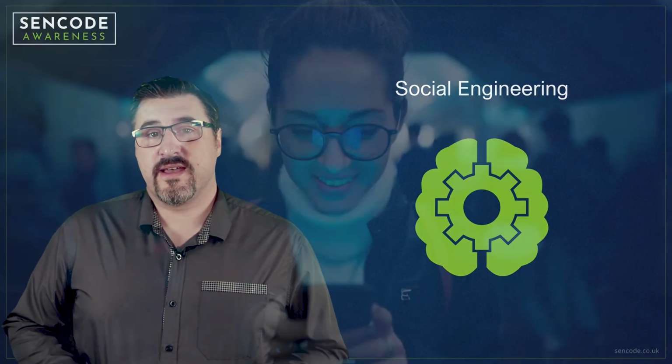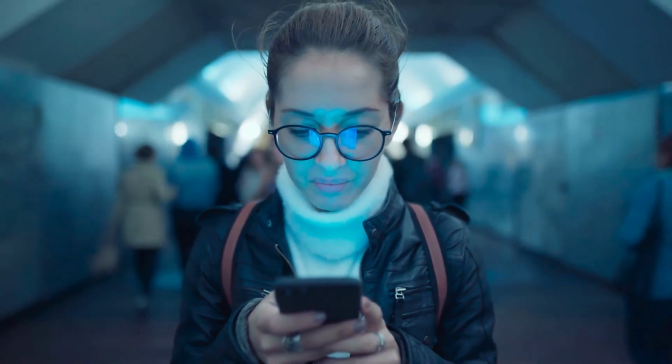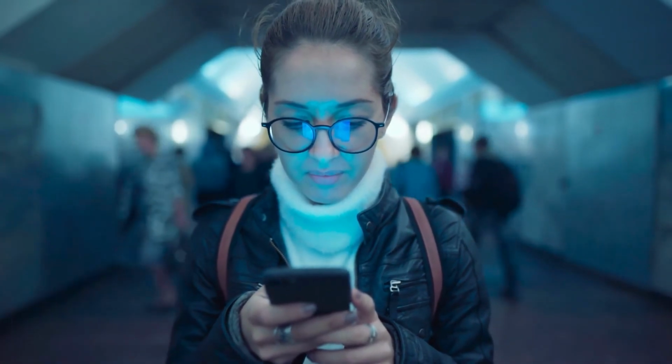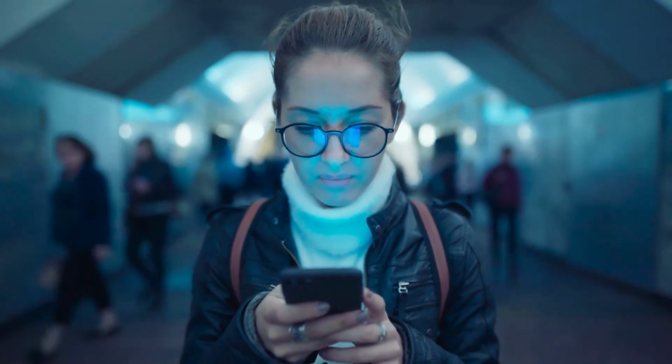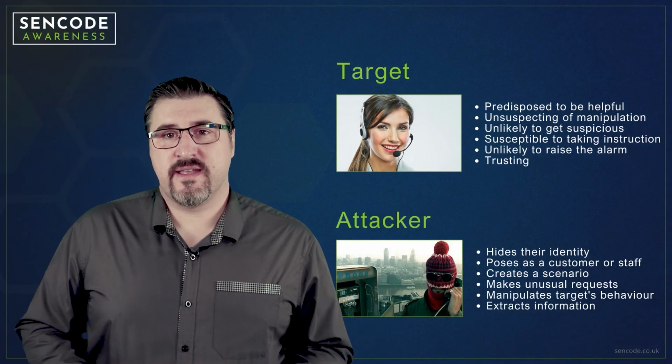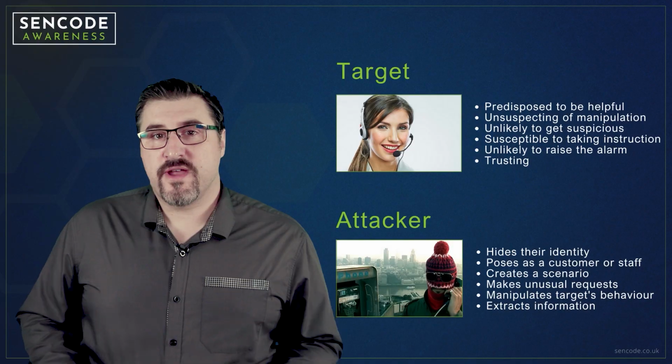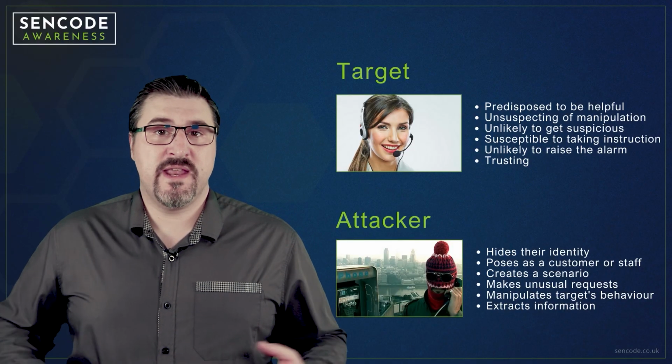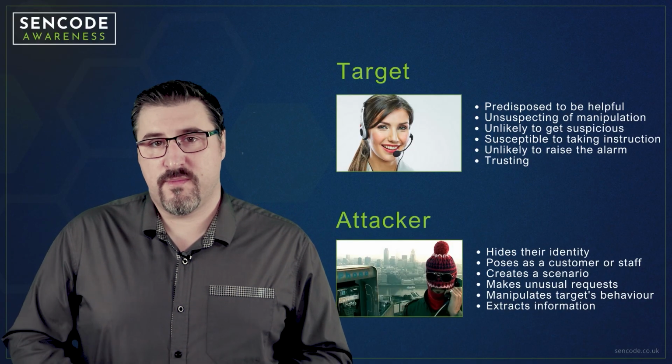The most vulnerable targets are usually predisposed to be helpful, unsuspecting, and unlikely to get suspicious, happy to take instruction and unlikely to raise the alarm. An attacker will also work hard to hide their identity and pose as someone else. They will create the scene, make unusual requests and manipulate the target to extract valuable information.